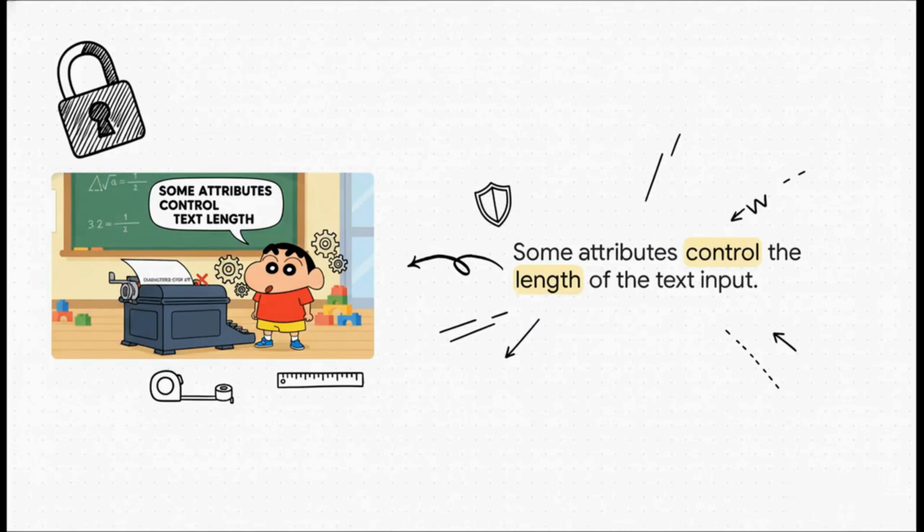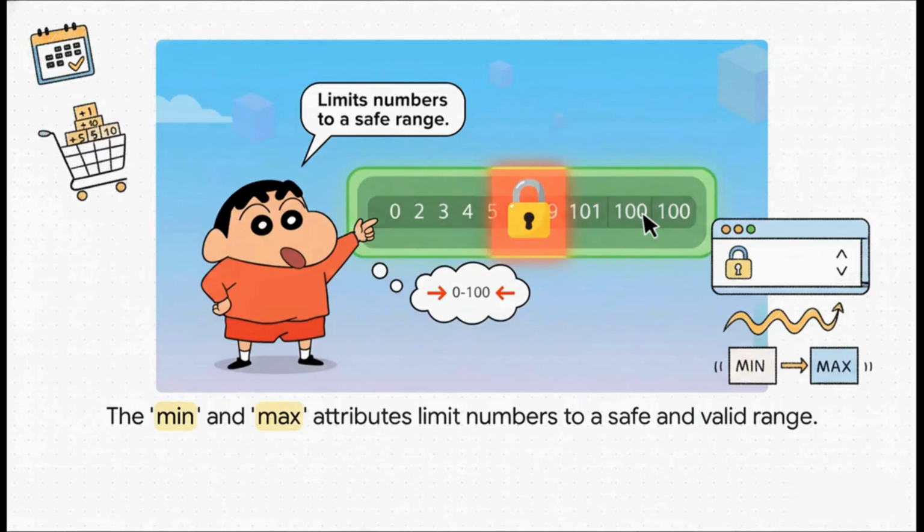What if you need to control how long an answer is? Well, that's where minlength and maxlength come in. These are perfect for setting rules on things like usernames that can't be too short, or maybe passwords that have to be a certain length for security. And for numbers, we have min and max. These attributes let you set a valid range, which stops people from doing silly things like entering an age of 200 or trying to order a negative number of items. It just keeps the data sensible.